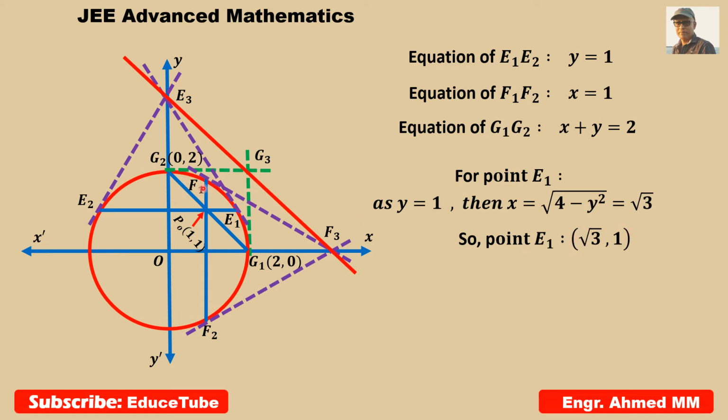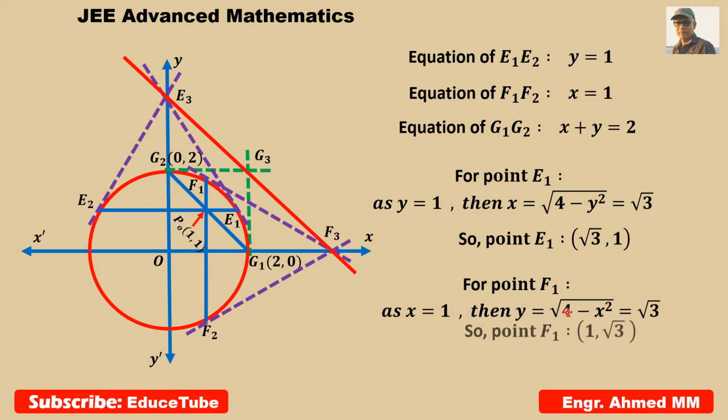So now we need to find F1 also. How to get that? F1 is this point, and this line is parallel to the y-axis. It means we know the value of x. So x equals 1. If we put x equals 1 in the circle equation, we get y equals square root of 3. So we got x and y, so we know the point F1. In the next slide, we will use these 2 points to find the equations of these 2 tangents.